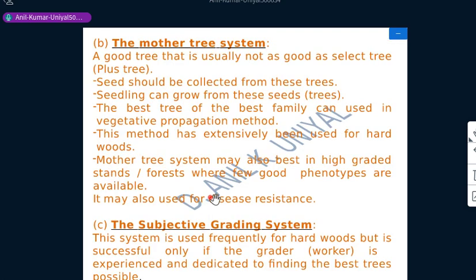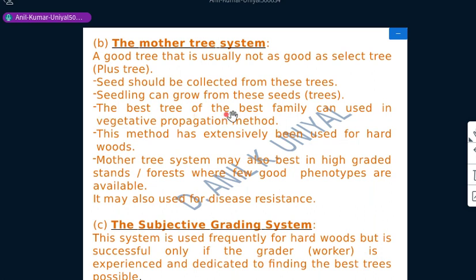Okay, next we have the mother tree system, which is again used in uneven forest or sprout origin forest. A good tree that is usually not as good as a select tree. Okay, plus tree system is not here. So any good tree that is having all or maximum desirabilities, seeds should be collected from these trees. Seedlings can grow from these seeds. Okay, the best tree of the best family can be used in vegetative propagation method also.